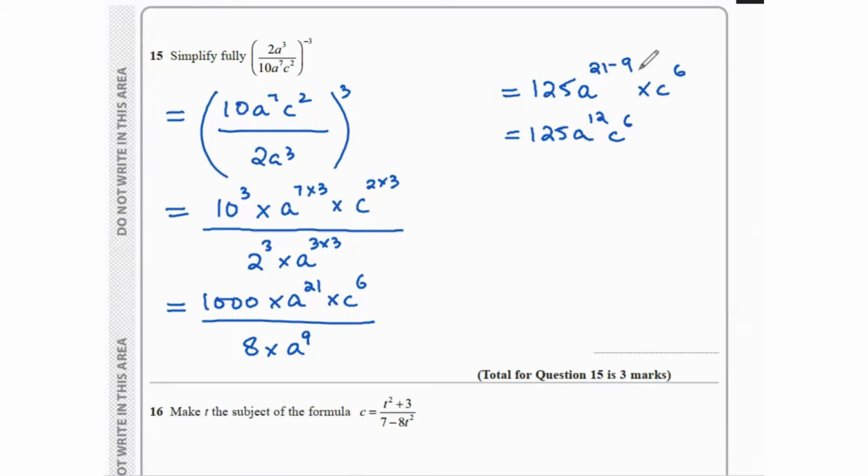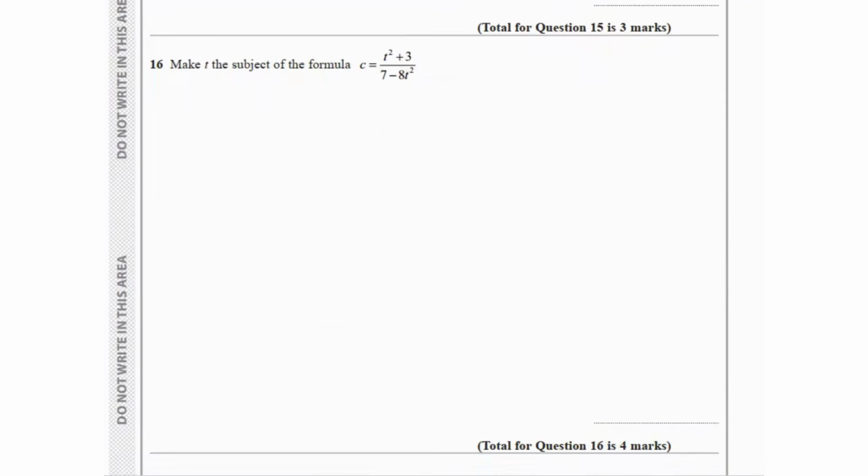Whenever we are dividing similar bases, we subtract the powers. So 3 different rules were used in one question. Then rearranging the formula, we have to make t the subject of the given formula. So first, cross multiply and get rid of the fraction.